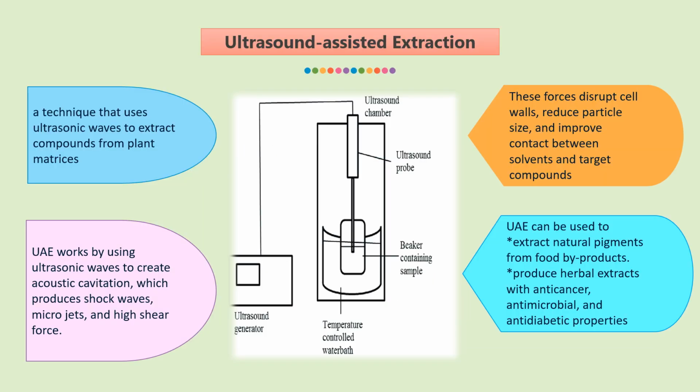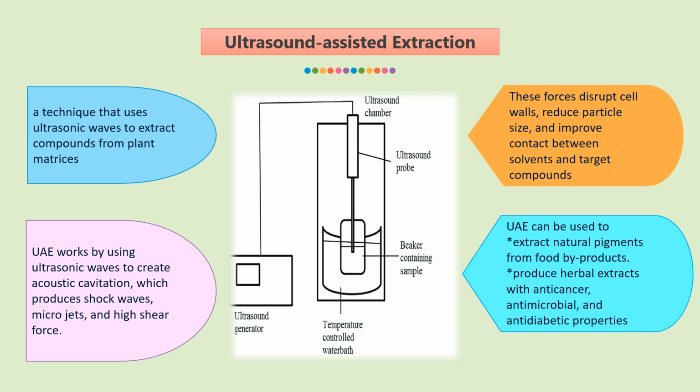The next advanced technique is ultrasound assisted extraction, also referred to as UAE. This is a technique that uses ultrasonic waves to extract compounds from plant matrices. UAE works by using ultrasonic waves to create acoustic cavitation, which produces shock waves, microjets, and high shear force. These forces disrupt the cell walls, reduce the particle size, and improve the contact between solvents and target compounds.